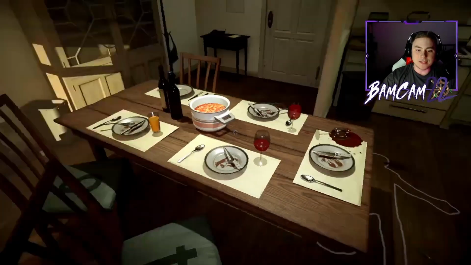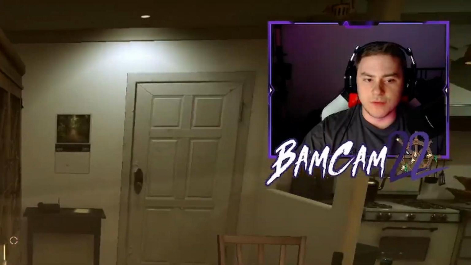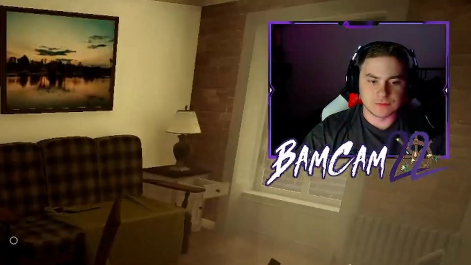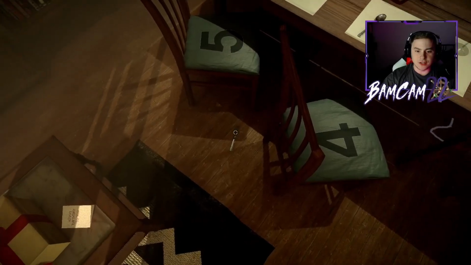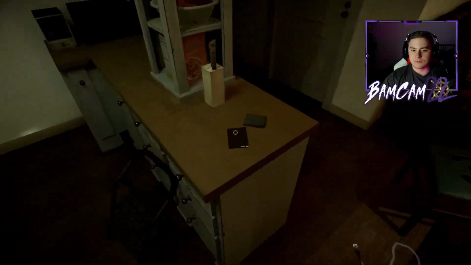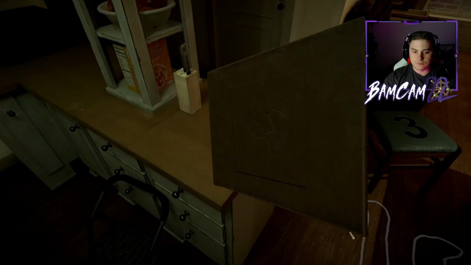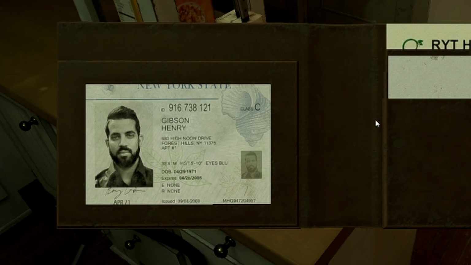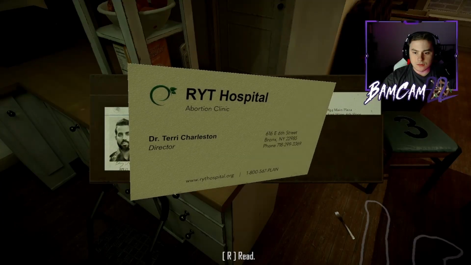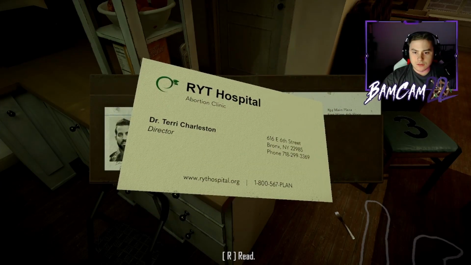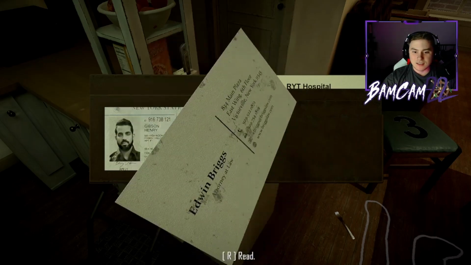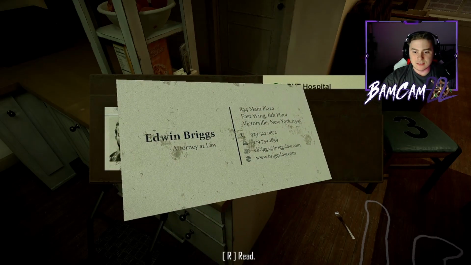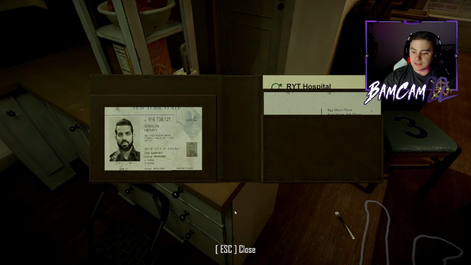Gotta get to the bottom of this murder. I feel like this is gonna be really tough to solve. 5 chairs here. Gibson's wallet. Abortion clinic. Okay. Edward Briggs. Attorney. Oh, attorney and an abortion clinic.